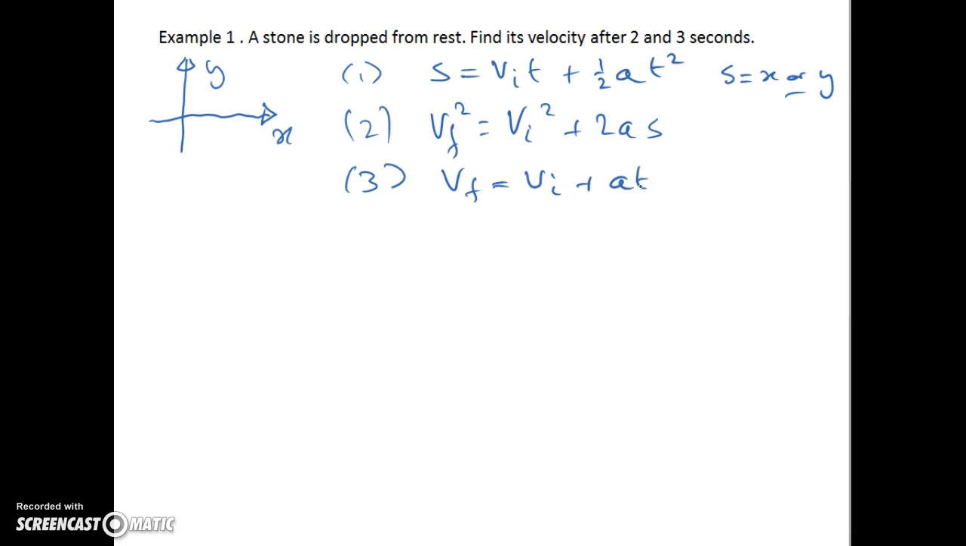Now, in this problem, we're told that the stone is dropped from rest. Rest implies that it's not moving, so we know that at t equals 0 seconds, the initial velocity is equal to 0 meters per second. So we can calculate the velocities that we're requiring as final velocity using equation 3. And as the initial velocity is 0, equation 3 simply becomes Vf is equal to acceleration times time.